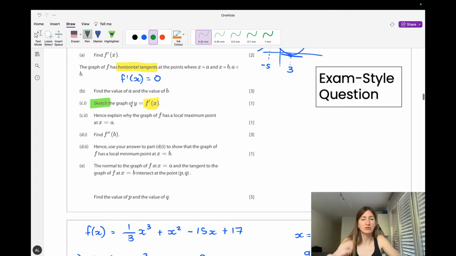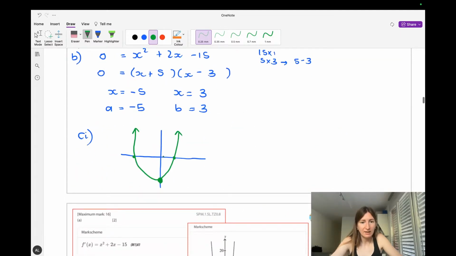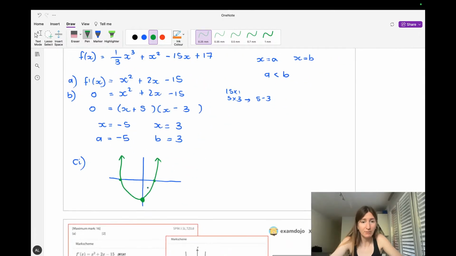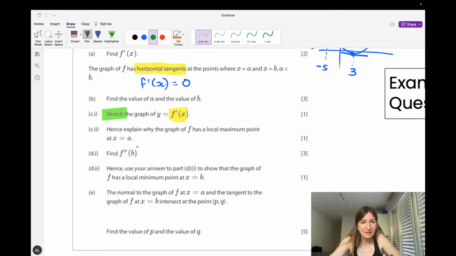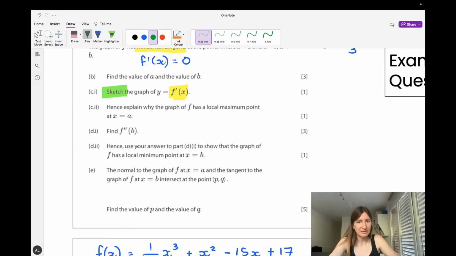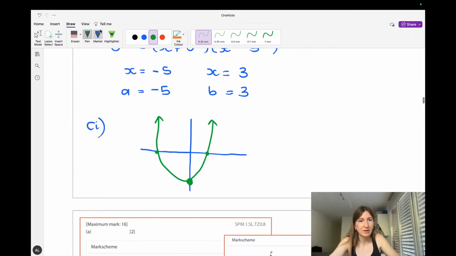So again, sketch. Don't put your life aims and ambitions into graphing this and taking ages. It is 1 mark. They just want to see your correct intercepts, and the right way around, of course. So then, hence explain why the graph of f has a local maximum point at x equals a. So where was x equals a? A was the minus 5. So explain why the graph has a maximum at this point.